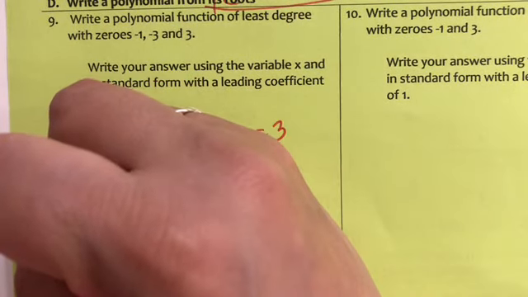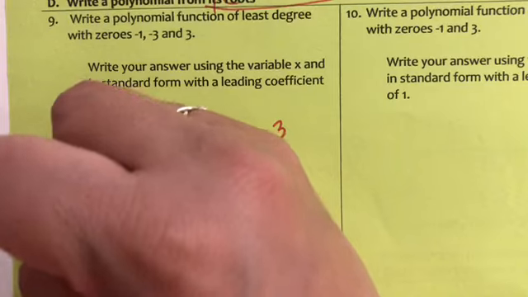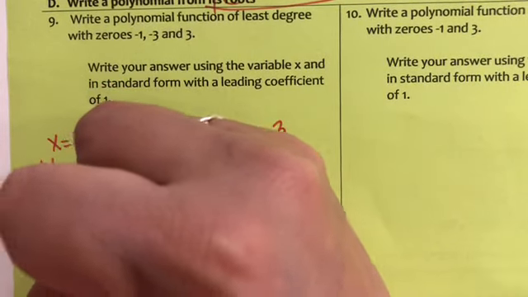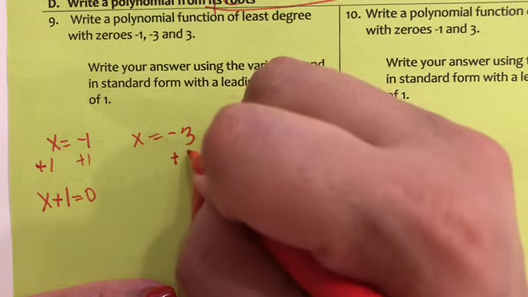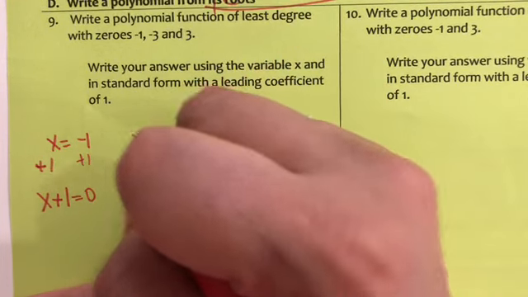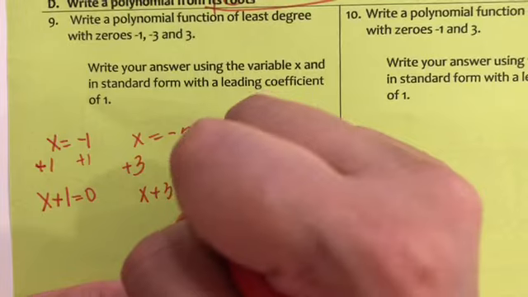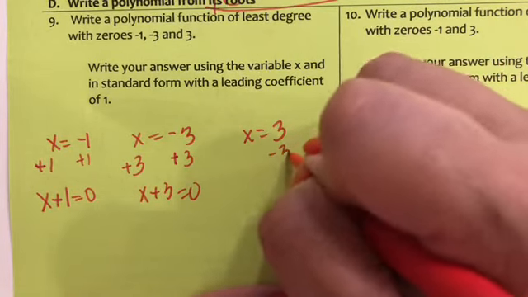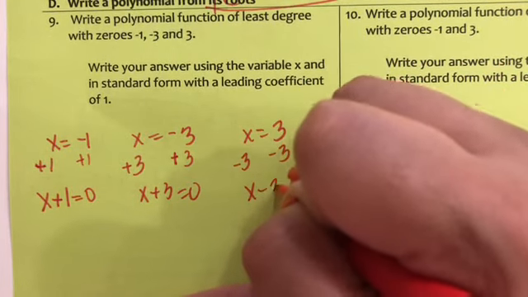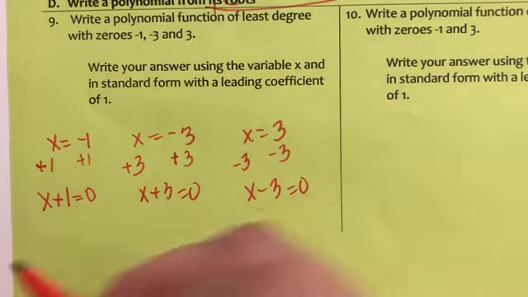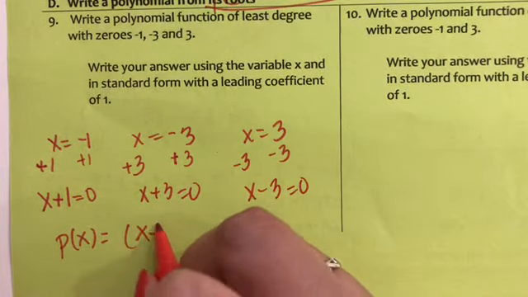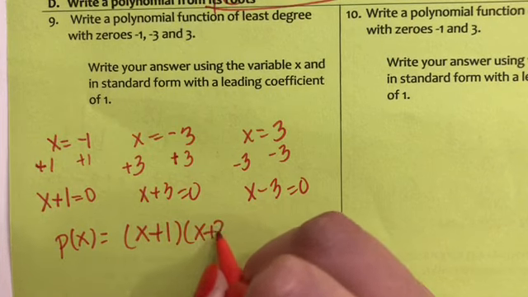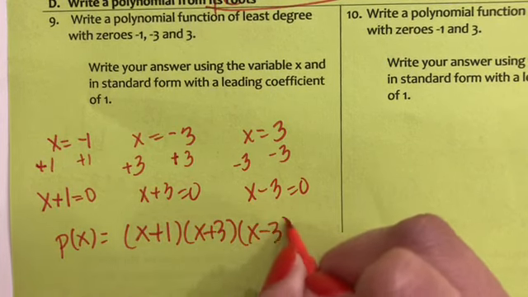So in the first one, we're going to add 1 to both sides. So we're going to have x plus 1 equals 0. And in the next one, instead of subtracting, we're going to add 3 to both sides. x plus 3 equals 0. And then right here, we're going to subtract 3 from both sides. x minus 3 equals 0. So now our p of x is going to be x plus 1, x plus 3, x minus 3.